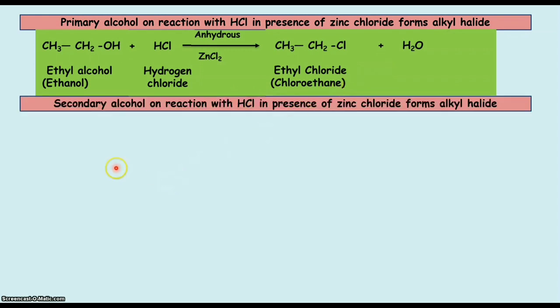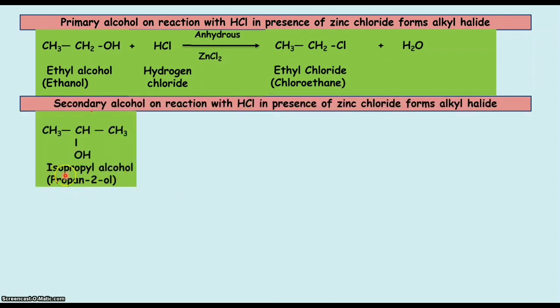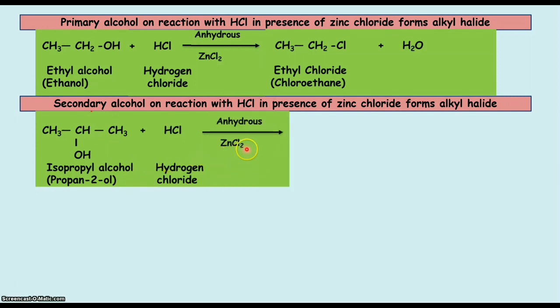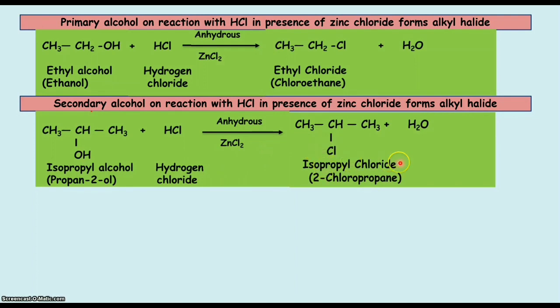Here is the example of secondary alcohol, that is isopropyl alcohol, in which OH is bonded to the secondary carbon atom. This propan-2-ol on reaction with HCl in presence of anhydrous zinc chloride gives isopropyl chloride or 2-chloropropane and water. Here is also same pattern. OH of this isopropyl alcohol is replaced by chlorine.